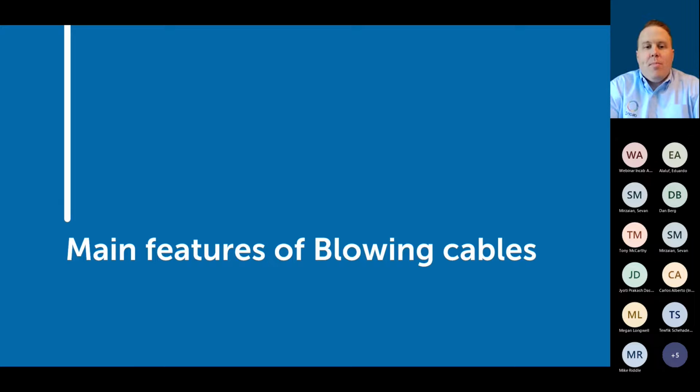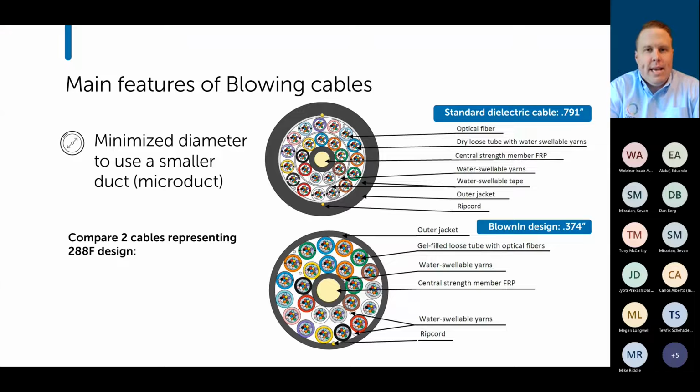All right, so now we're going to move to just the cable itself. We're going to talk about what makes up the cable, the design, and what our options are when we're solely looking at the cable. The main feature, as I've mentioned, is the outer diameter, which is the first thing that everybody notices. Here we've got two cross sections. The first is our standard 288 fiber duct cable. It's a dielectric, non-armored, standard cable that's going to get pulled through your inner duct.